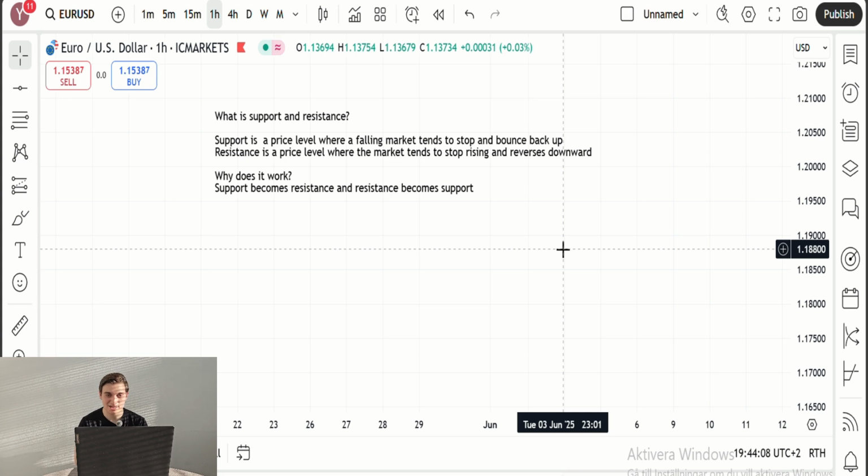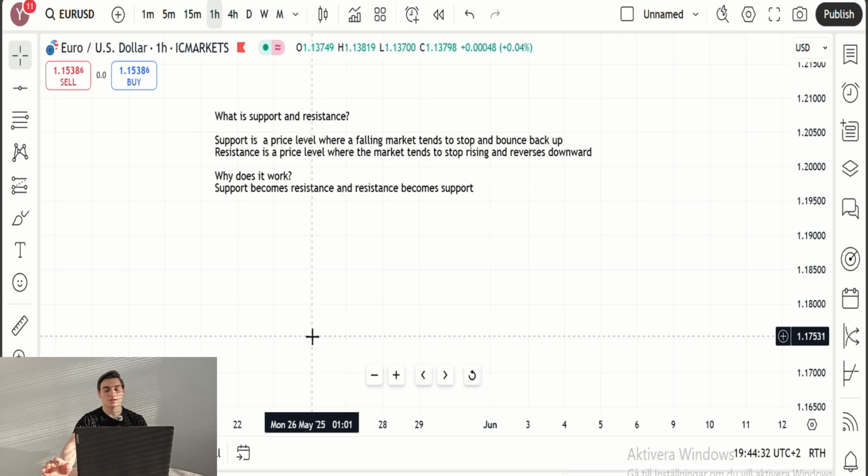Why does support and resistance work? It's all about market psychology. Traders remember past price reactions and they tend to place orders at those same levels. Also, hedge funds, institutions and banks, they really look at support and resistance areas, and they also tend to place huge orders around these levels.